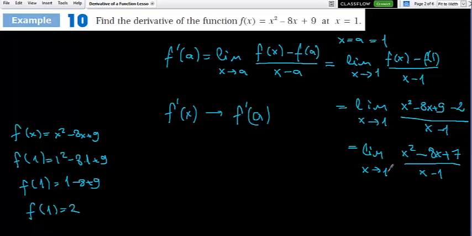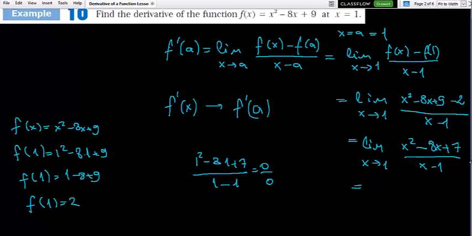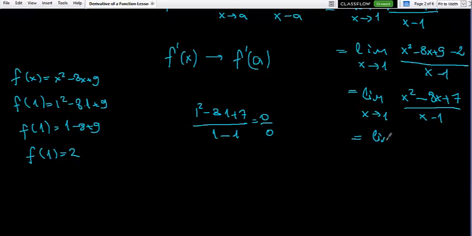I have to factorize because when I replace x by 1, I get 1 squared minus 8 times 1 plus 7 over 1 minus 1. This is 0 over 0, an indeterminate form. So I have to factorize this one: the limit as x tends to 1 of x squared minus 8x plus 7. You can factorize with minus 7 and minus 1. The sum is equal to minus 8, so this factorization is true.